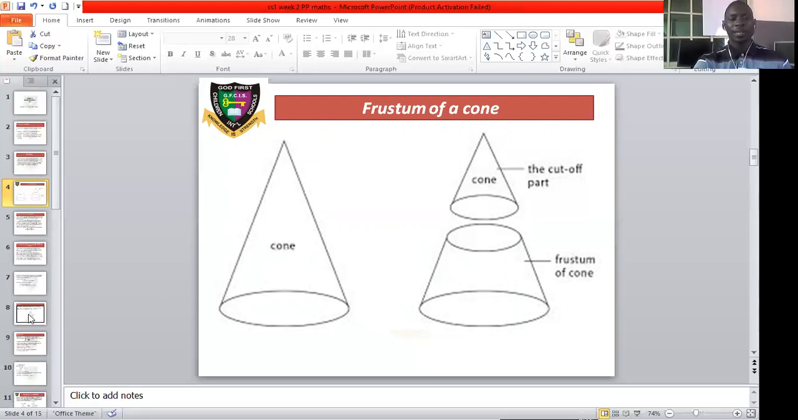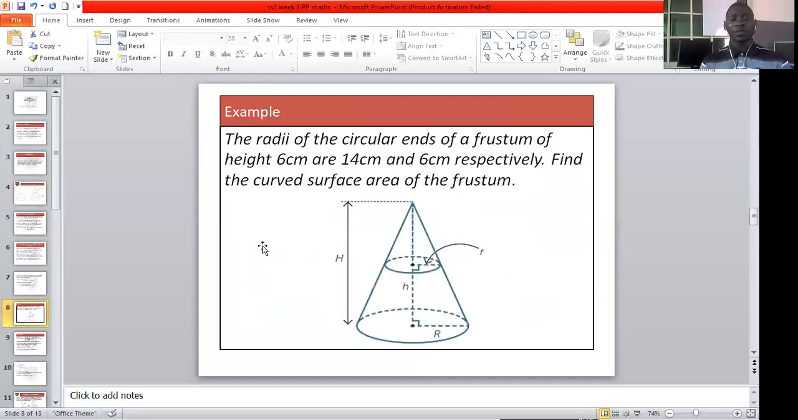I would like to take an example with you. Consider this example. The radii of the circular ends of a frustum of height 6 centimeters. Radii is the plural form of radius. The height of the frustum, that is this h here indicated from the diagram, look at it very well, is given as 6 centimeters.